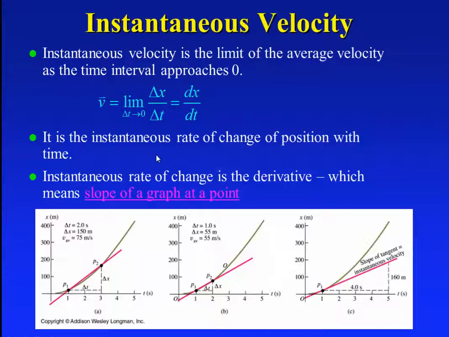Once again, it's called the instantaneous rate of change of position with time. Another way to think of it is that it is the slope of the graph at a point. And so if we are interested in what the speed is at t equals 1 second here, we can find the average speed for shorter and shorter intervals until we just look at the slope of the tangent.